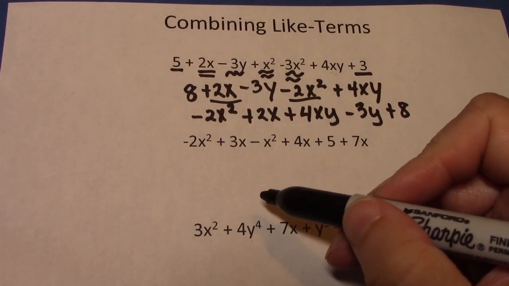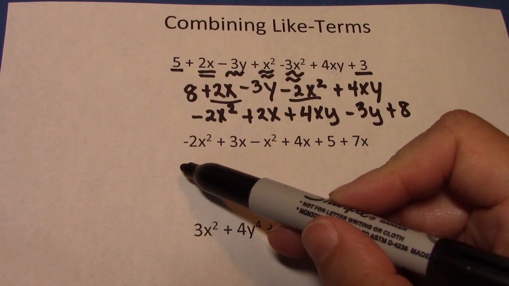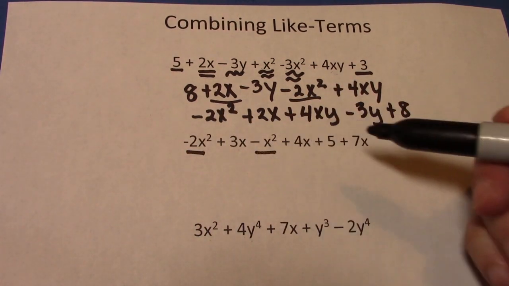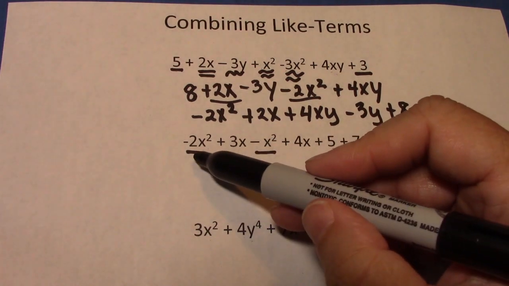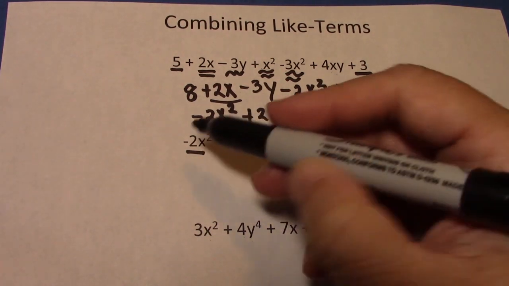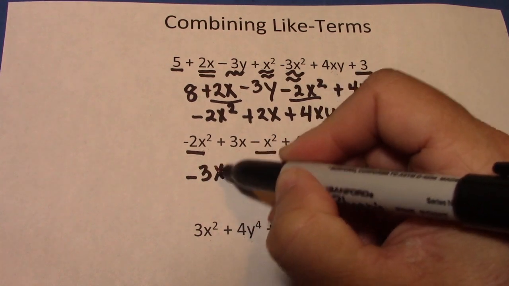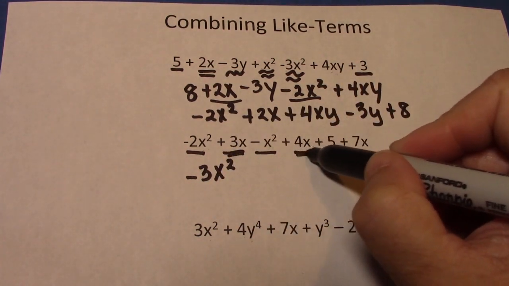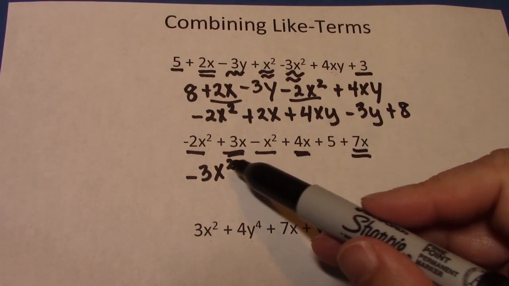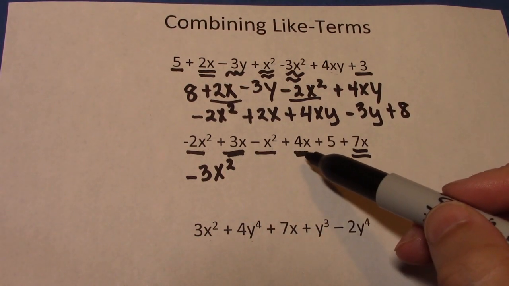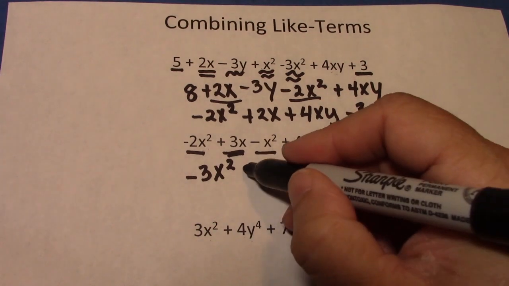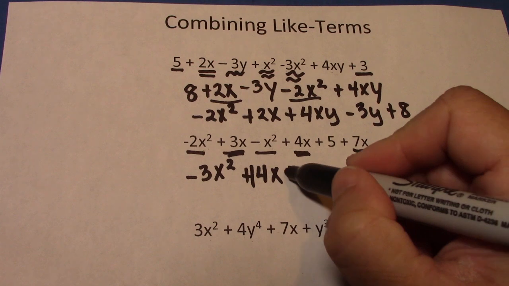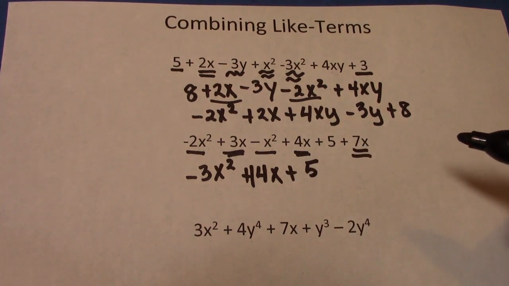All right, let's do this one. I have an x squared term first, and I do see another one. So minus 2x squared minus another x squared, that's going to give me minus 3x squared. Let's do the x terms. Oh, there's 3 of them. So 3 plus 4 is 7, plus another 7 is plus 14x. And then this is left, plus 5. And that's in a pretty standard format already.